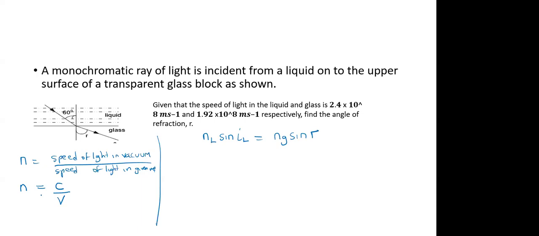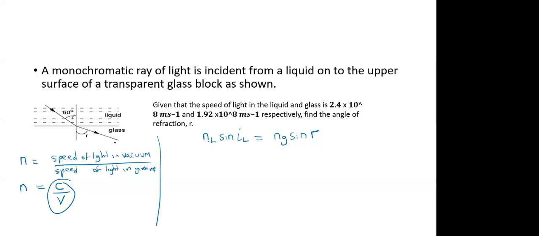Now, for this case, where we have the refractive index, we are going to substitute it with C out of V, because here we have the speed of light in the given mediums. So that is what you need to do when they give you numbers in terms of speed.